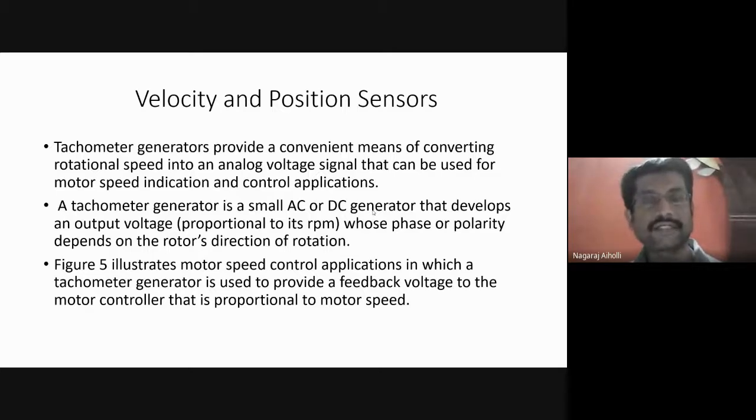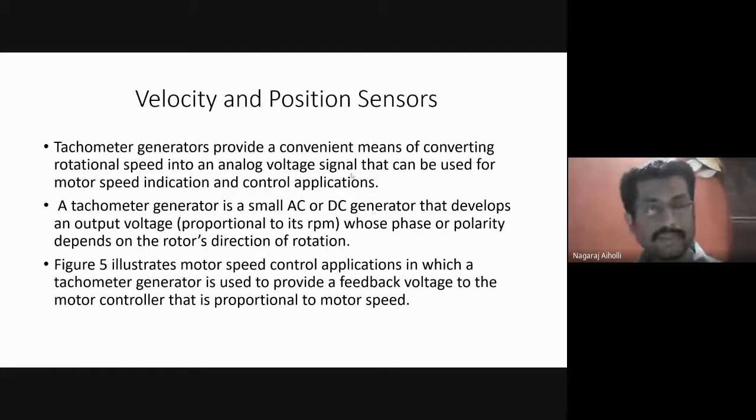What is meant by DC generator? Generator means it converts mechanical energy into electrical energy. A DC generator converts mechanical energy into DC electrical energy. The output is DC, direct current. It is constant. In an AC generator, the mechanical energy is converted into electrical energy, but the electrical energy output is AC. It is alternating. This is the difference between the DC generator and the AC generator.